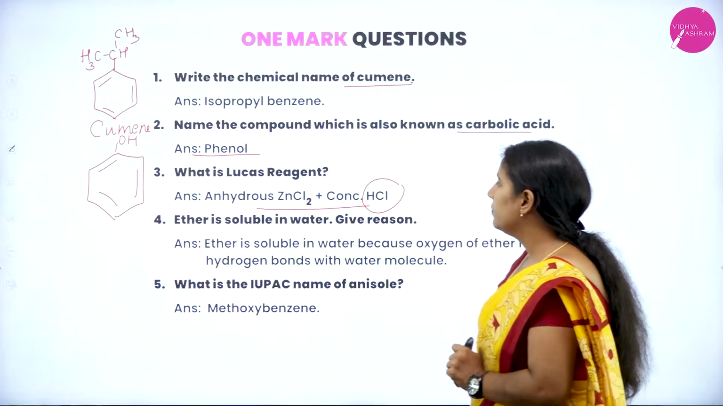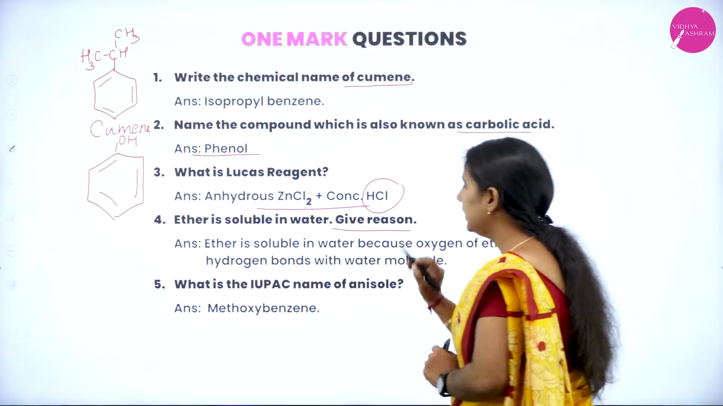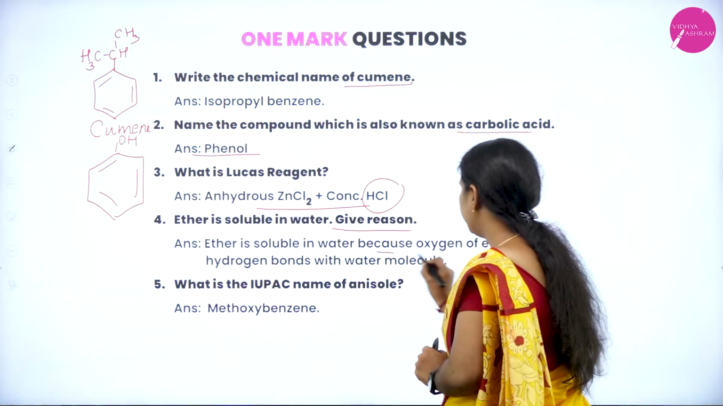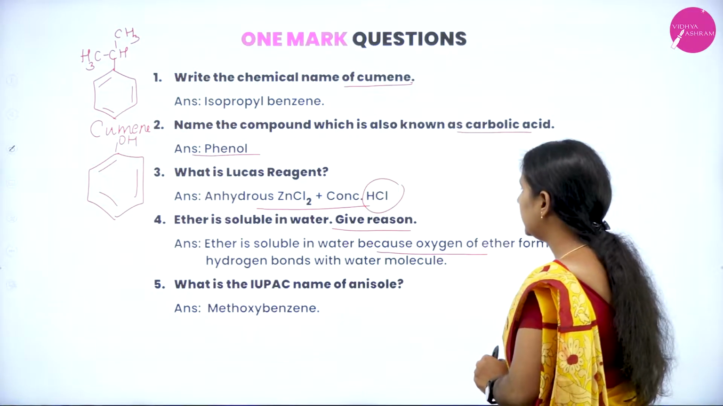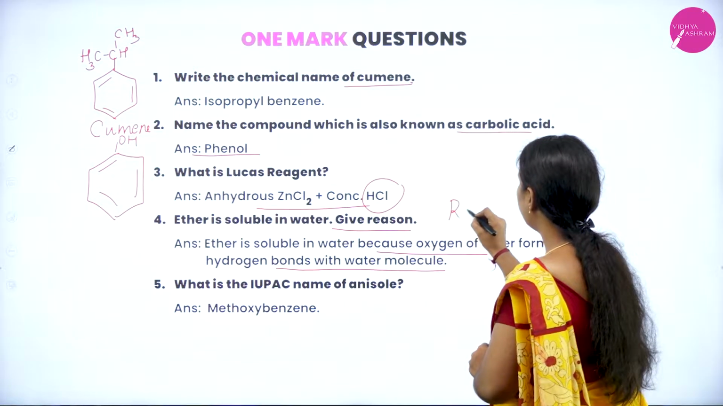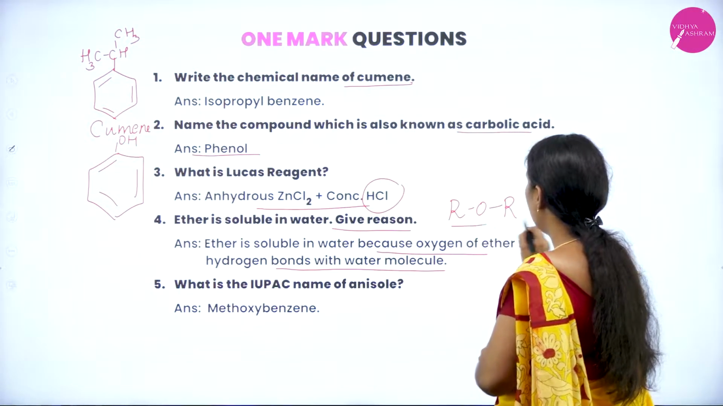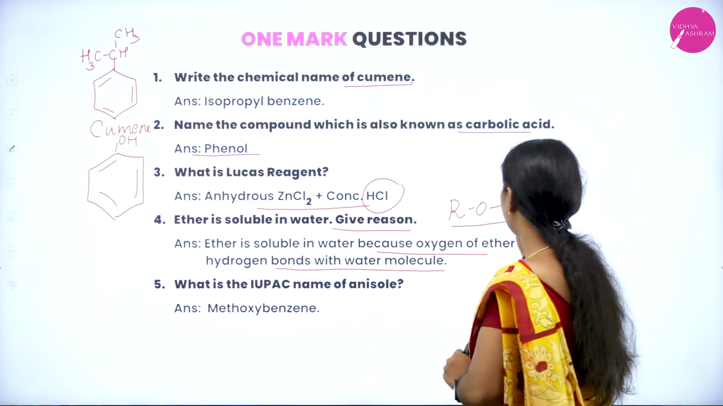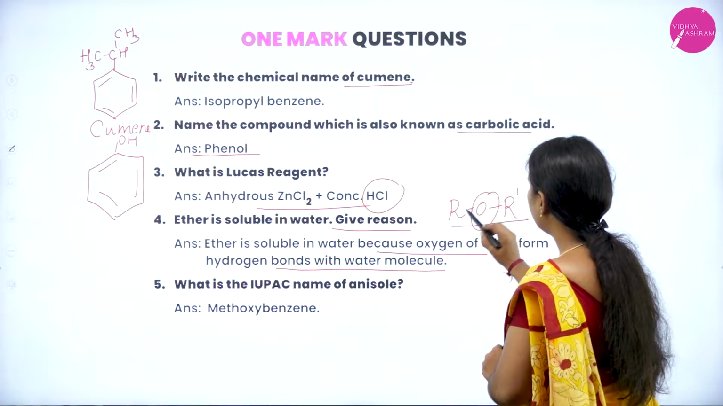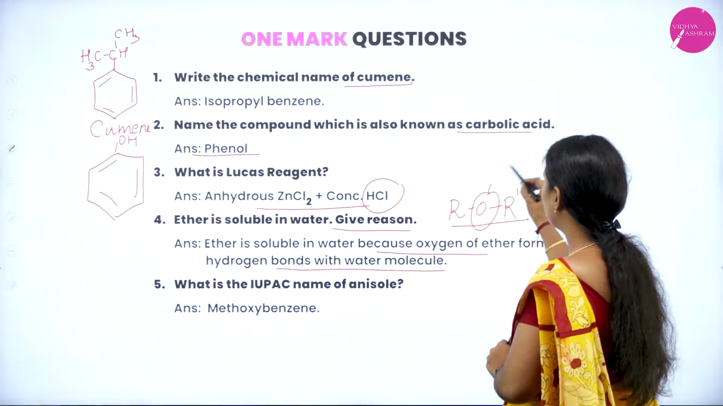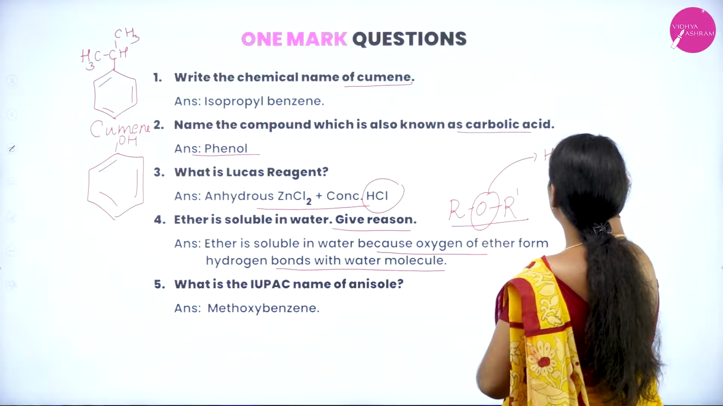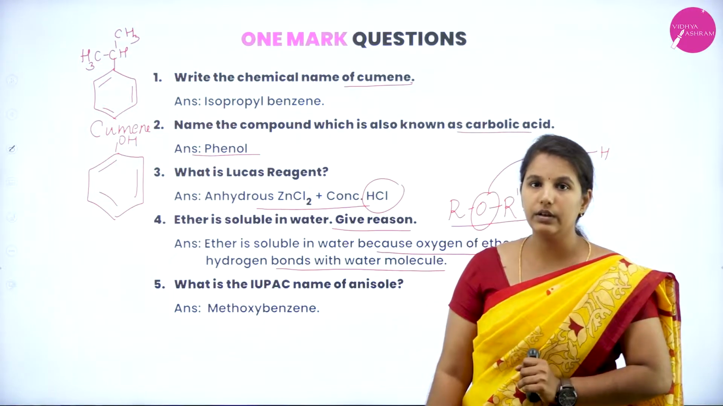Next question. Ether is soluble in water. Give the reason for that. Ether is soluble in water because the oxygen of the ether forms a hydrogen bond with the water molecule. The general formula of ether is ROR dash. You can clearly understand that the oxygen atom present between the two alkyl groups can easily form hydrogen bonds with the water molecule. Thereby, it is easily soluble in water.